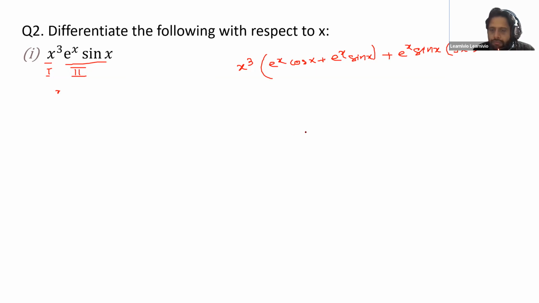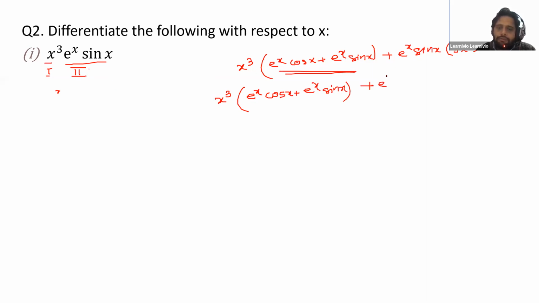So you have written 3x squared and then e to the power x sin x plus. Krishna, first of all, suppose we have taken this one, x cube, as f(x). After that, we will differentiate this function. So what is the derivative of this? This one? Yes, sir. Okay. Now, as per the product rule, this function will remain as it is, and we will differentiate this function x cube.